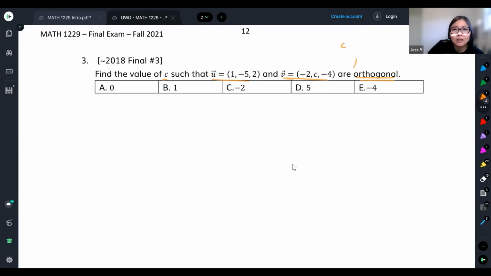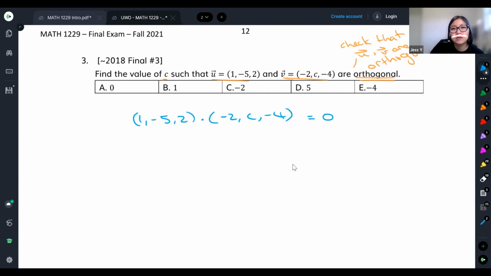Okay, so check that U and V are orthogonal. When I'm checking if they're orthogonal, I'm using the dot product. So that means I want U dot V to be 0. That's how they're orthogonal. Use this, do the dot product, and actually solve for C. I'm going to open up the poll. I want you to tell me what you think C should be.